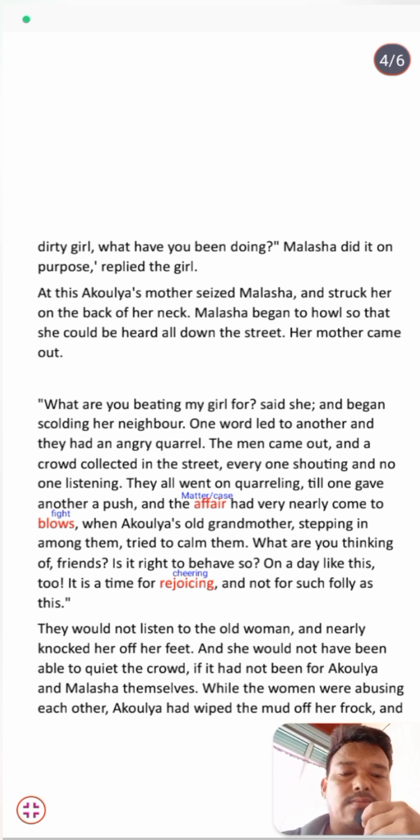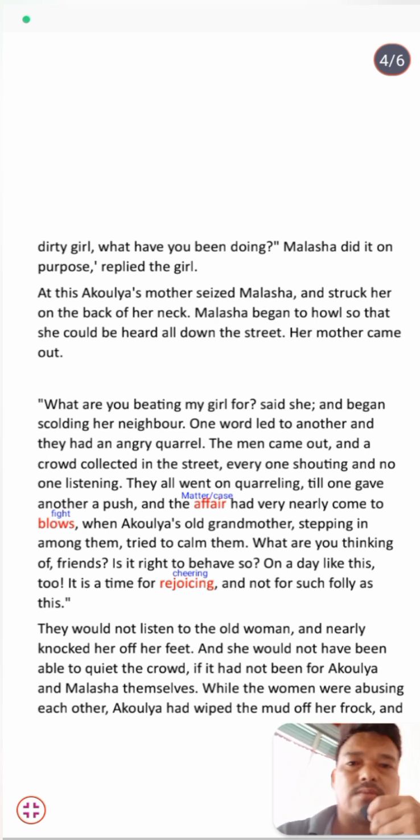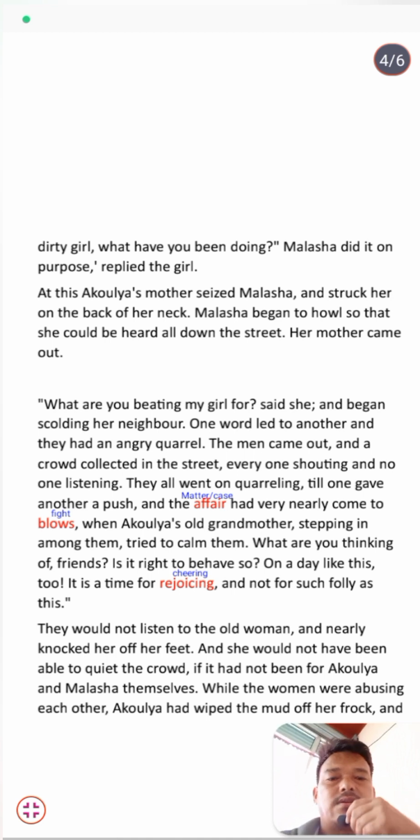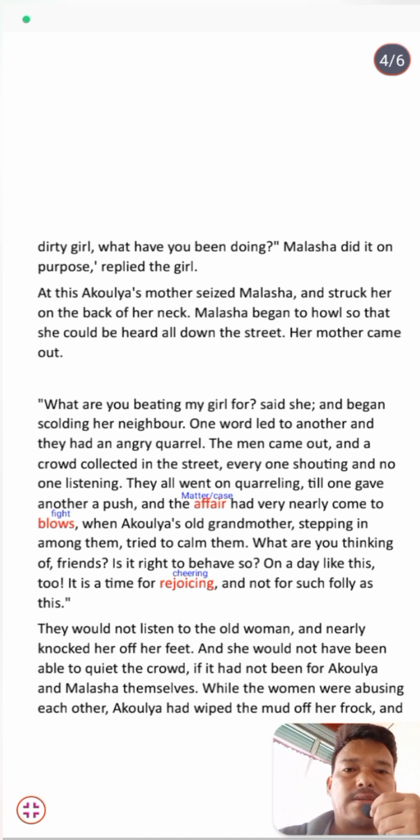Alokya told her mother that this was all done by Malasha only. She replied to her mother. At this, Alokya's mother seized Malasha and struck her on the back of her neck. She caught Malasha by the backside and the back of her neck and hit her on the back of her neck.